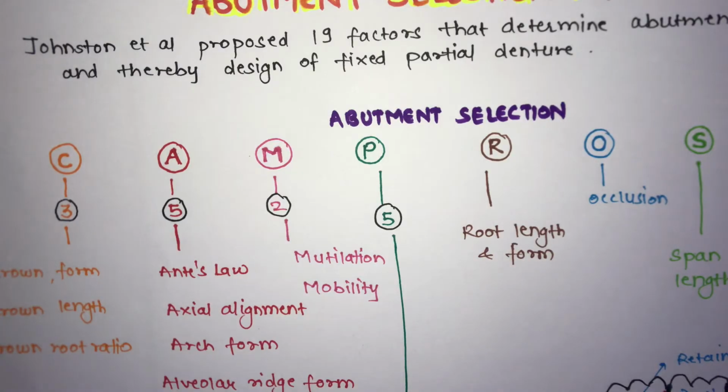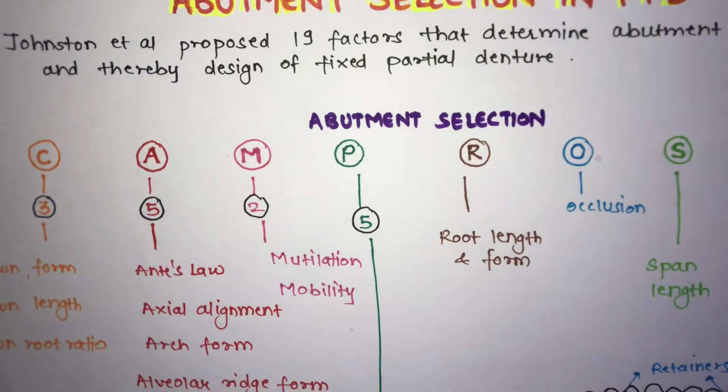So your abutment has to carry both forces, the forces acting on your fixed prosthesis and the forces acting on the tooth itself. Johnston proposed 19 different factors that control the design of the fixed partial denture. These 19 factors are used to select the abutment, that is, how your abutment should be for the proper design of the fixed partial denture.